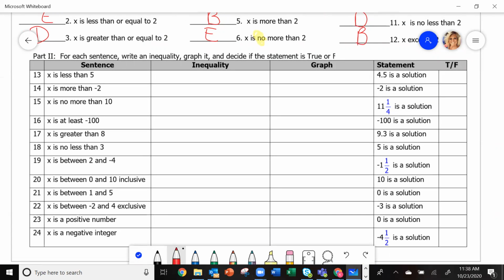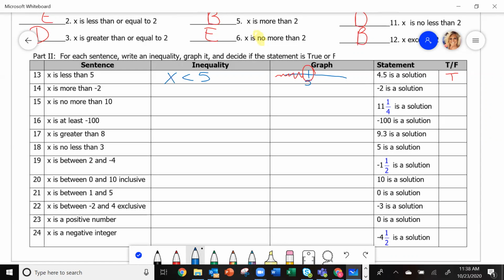On the first one, it should be X is less than 5. And when you are graphing it, I'm going to have a number line. I'm going to put the 5 on there. Because it is less than, it's not an equal to, it's an open circle. Less than means to shade to the left. It is asking you, is 4.5 a solution? Yes, 4.5 is less than 5, so it is true.